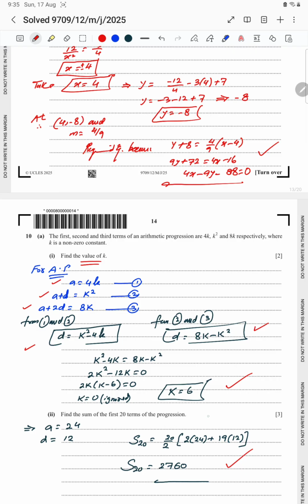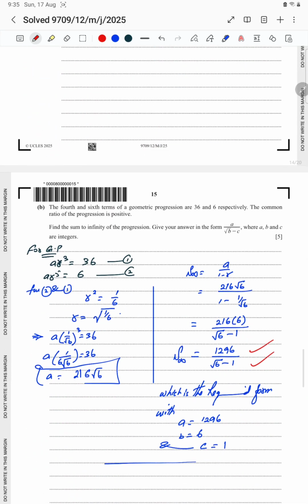So we know the formula. It is given as S n equal to n by 2 times (2a plus (n minus 1) times d). It is given in the formula sheet as well. So I replace n with 20. After replacing k equal to 6 in equation number 1, we get a like this, and in any one of the d expressions we get d equal to 12. Replacing all these values, with n as 20, we can use the formula to get the answer: S 20 is 2760. That is a pretty easy question.